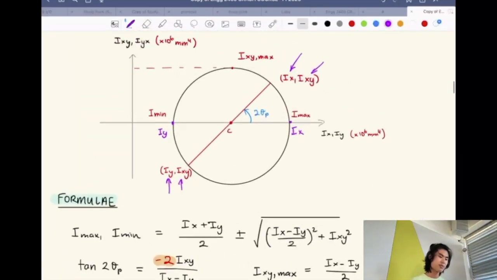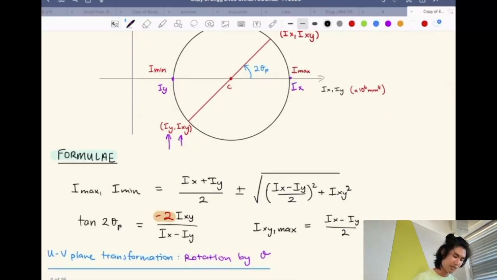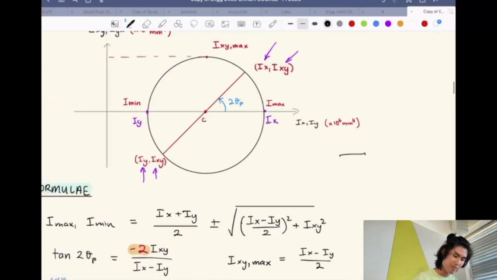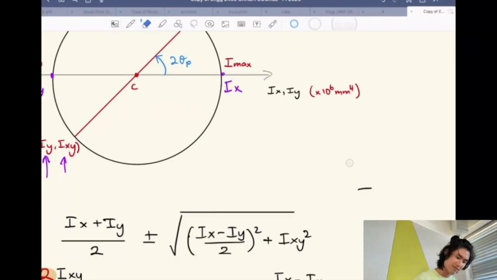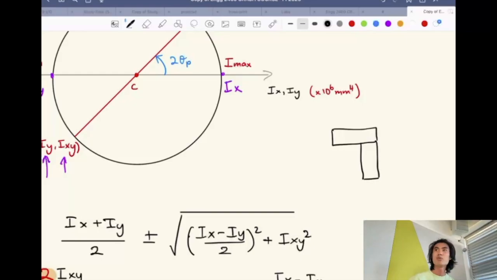And if you do have a product of inertia, there will always be a principal angle. So let's say that you had a shape that looks somewhat like this, a bit wonky, right? A bit wonky. The centroid will probably sit somewhere around here, and that obviously doesn't have a product of inertia that is 0, right?